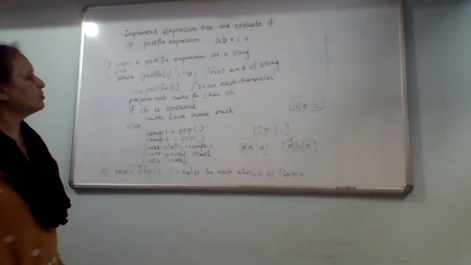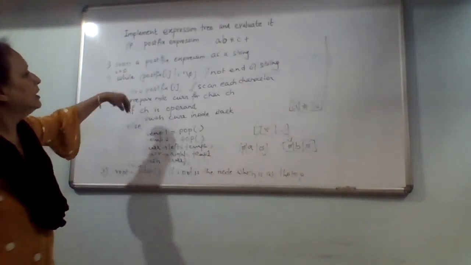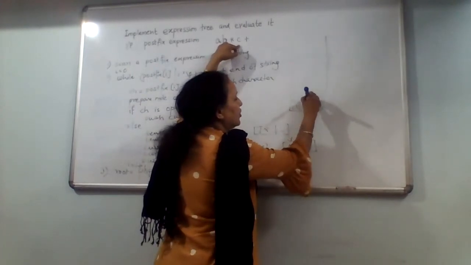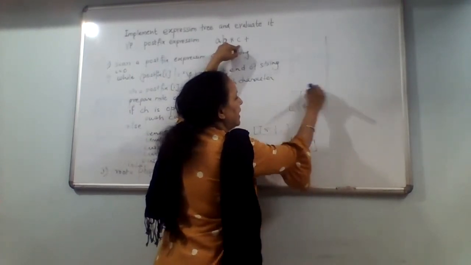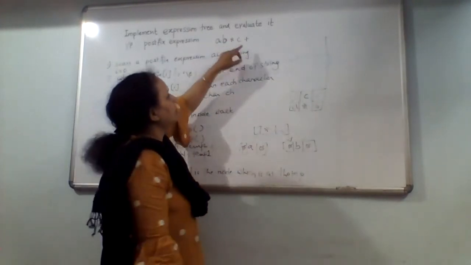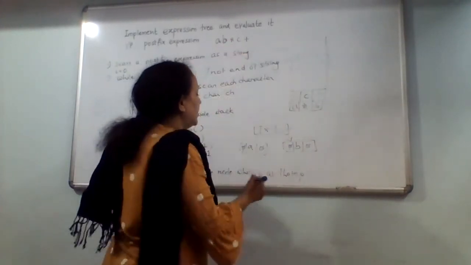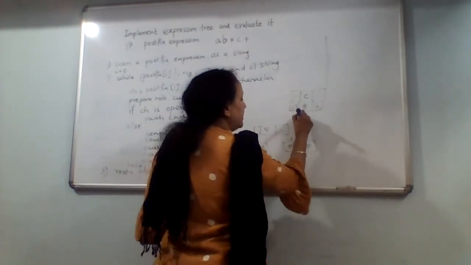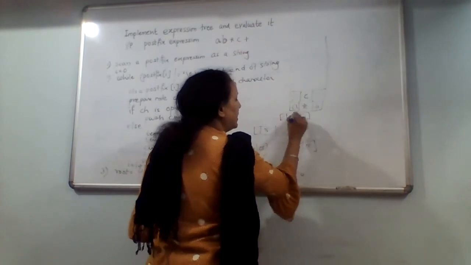Now next is what? We take the next character, that is C. C is an operand, so C is pushed inside the stack. Now next is plus. So what you have to say? You have to prepare a node for plus.